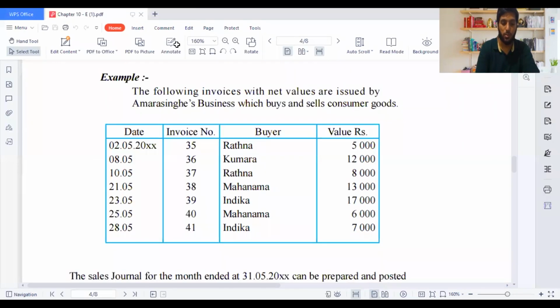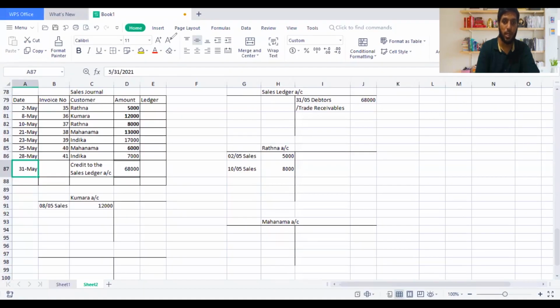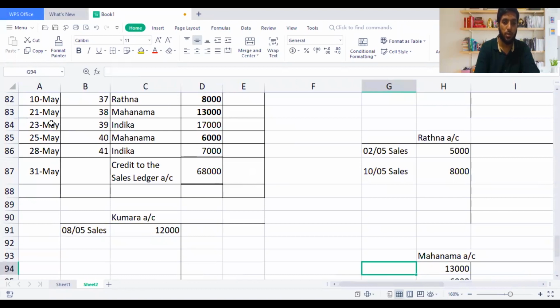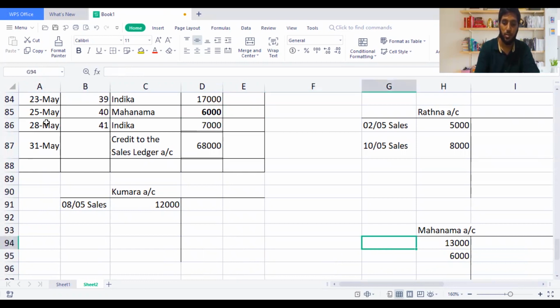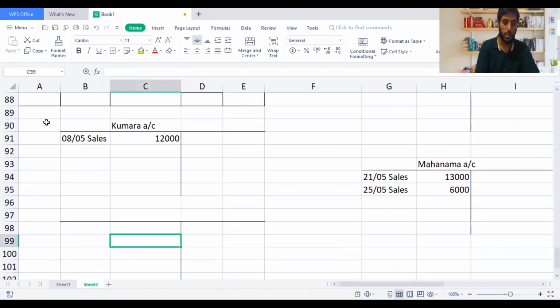So here we don't take the invoice number to the ledger account, as I said in the previous activity. So for Mahanama account, how do you write it? We should record 13,000 first of all, then 6,000. We can write the dates. 13,000 is on 21st May, right? So 21st May is 13,000 and 25th May is 6,000. So 21st May sales and 25th May sales. That was easy. Then we move on to the next account, Indica account.